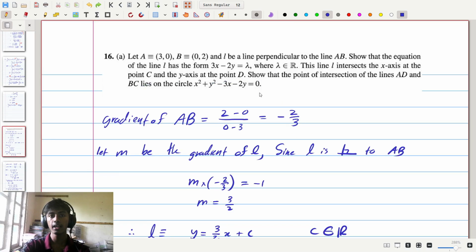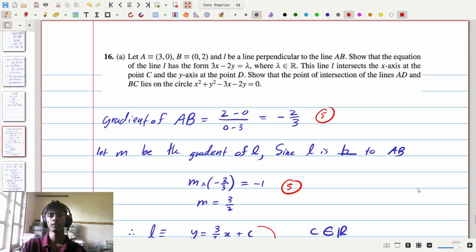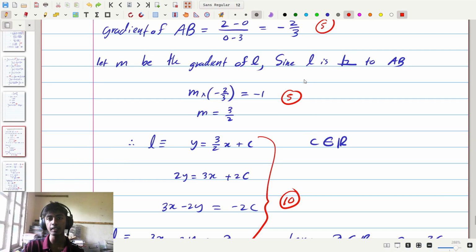Now finally, let's consider the marks awarded for this question. So at the start of the question, when you find the gradient of the line AB as negative 2/3, you will get 5 marks. And after that, when you apply the fact that the line L and line AB are perpendicular and write this equation right here, for getting this and then getting m equals 3 over 2, you get another 5 marks.